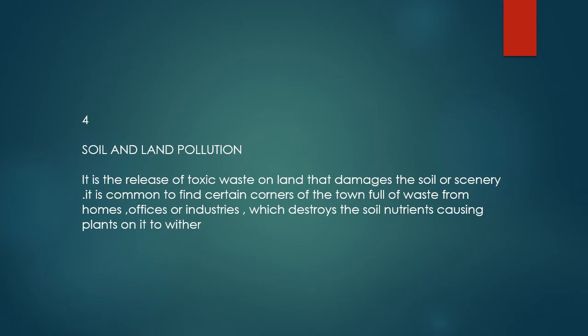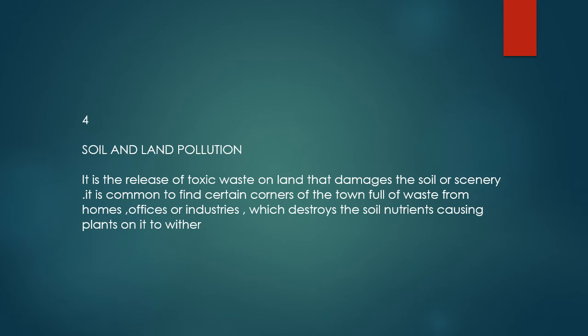4. Soil and land pollution. It is the release of toxic waste on land that damages the soil or scenery. It is common to find certain corners of the town full of waste from homes, offices, or industries, which destroys the soil nutrients, causing plants on it to wither.